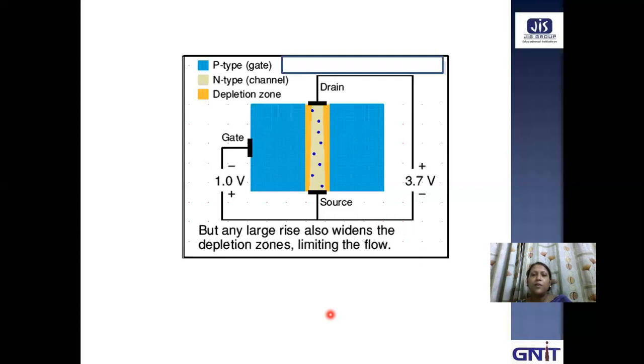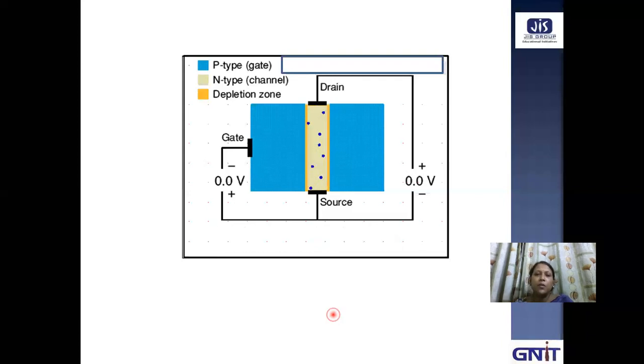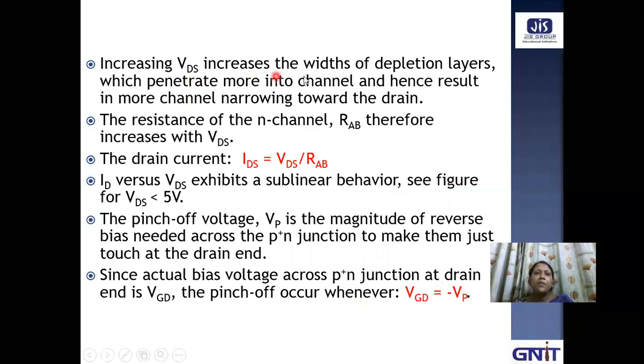If you further increase VDS, what is happening? The depletion layer width is getting increased, and this is limiting the current flow. That's why it is getting saturated. So increasing VDS increases the width of the depletion layer, as just shown in our animation, which penetrates more into the channel, and hence channel narrowing towards the drain.